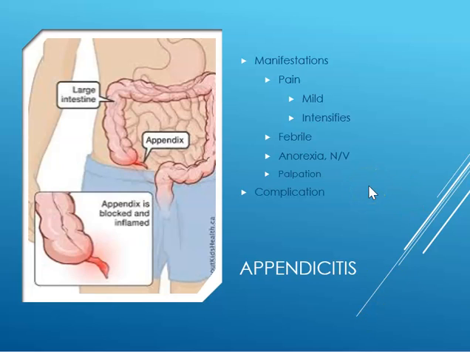So the manifestations of this is going to be pain. Initially, the pain is going to be mild and diffuse abdominal, so that means kind of all over. Over the next 4 hours, it's going to intensify, and then it's going to localize into the right lower quadrant. It's going to be aggravated by moving, walking, or coughing. These patients are also going to be febrile. They're going to have a low-grade temperature, anorexia, nausea, and vomiting.